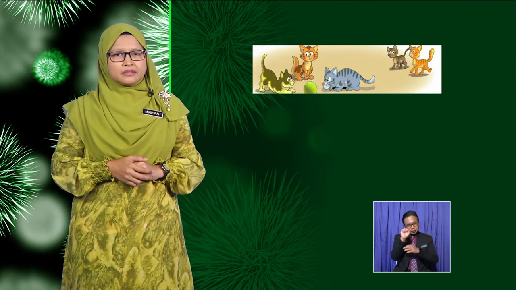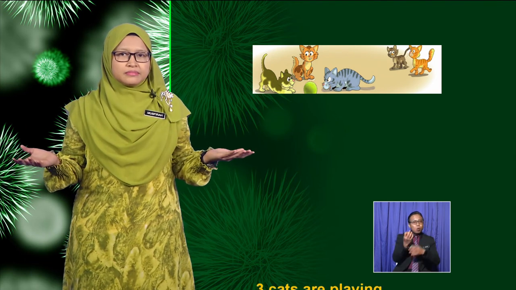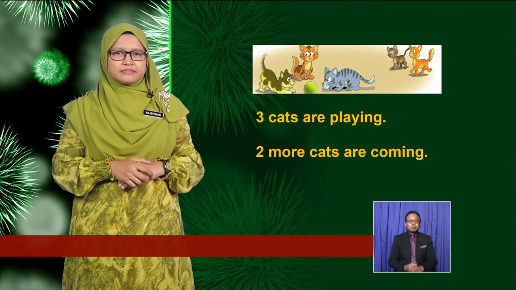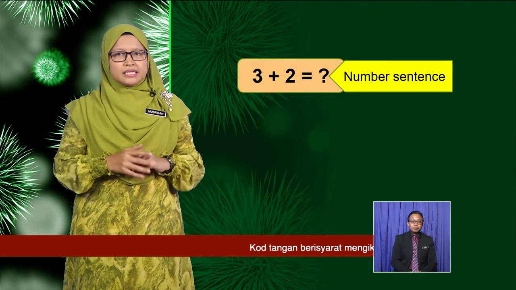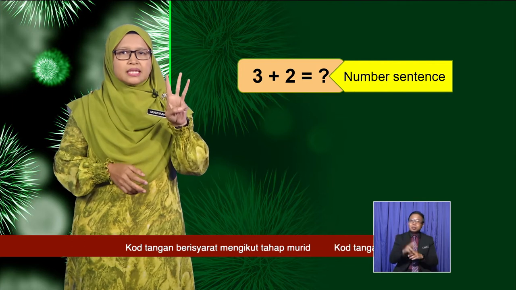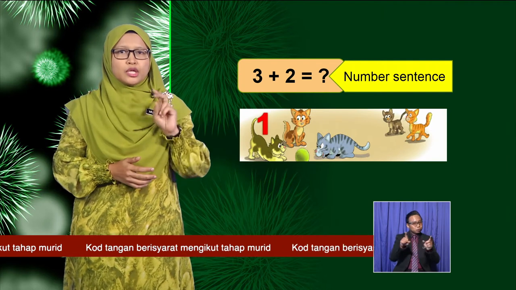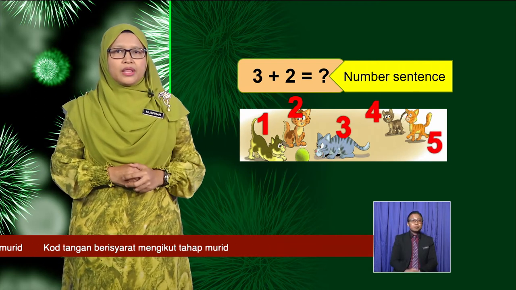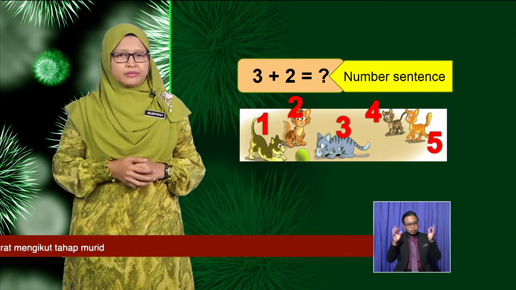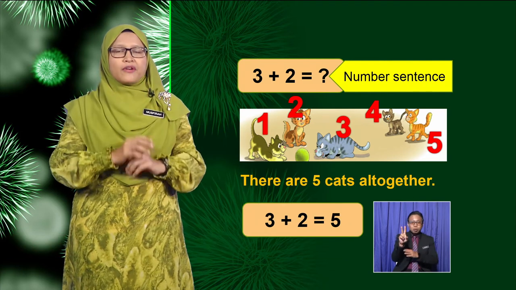Look at the picture. Three cats are playing. Two more cats are coming. How many cats all together? 3 plus 2 is... This is number sentence. There are three cats and two cats. Let us count together. 1, 2, 3, 4, 5. There are 5 cats all together. So, 3 plus 2 equals 5.